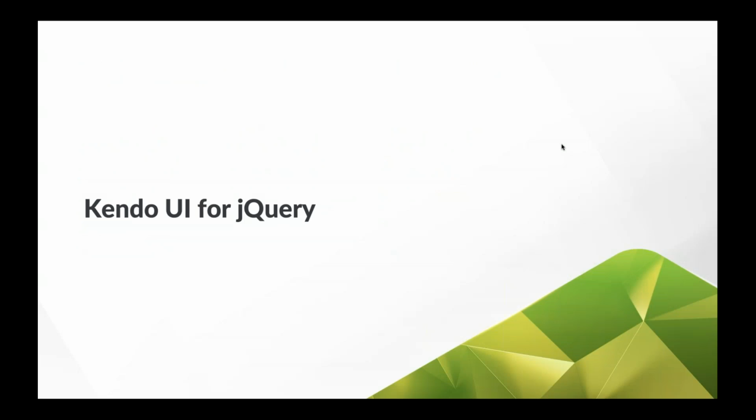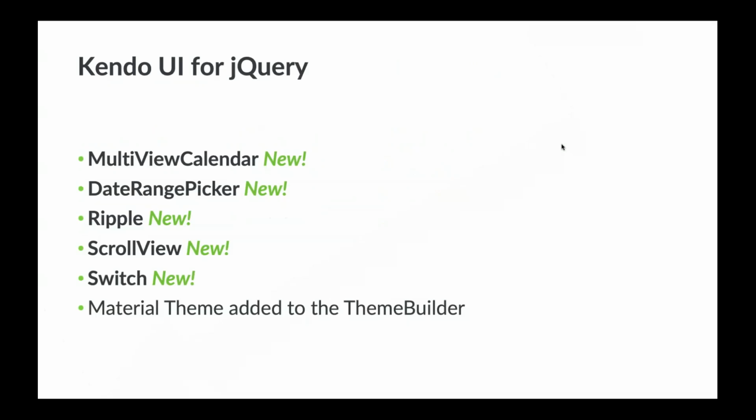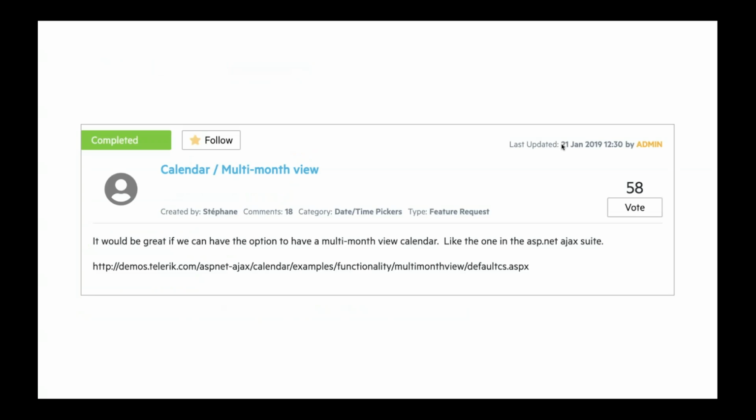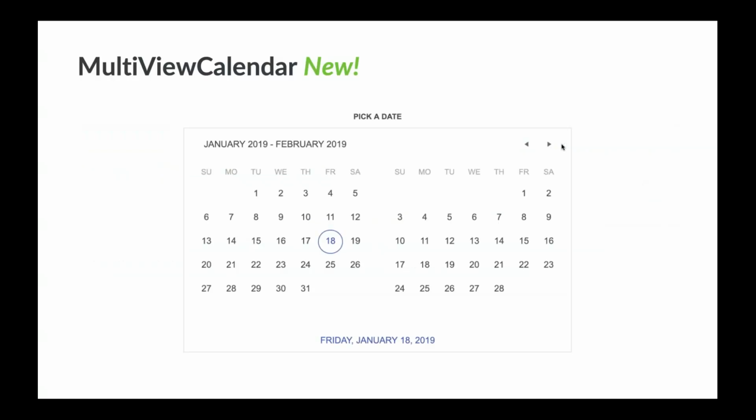What I'd like to do now is spend the next few minutes talking about some of the latest features we've added to Kendo UI for jQuery. As Carl mentioned, we have a number of new components available around Kendo UI for jQuery. And a lot of these, as I said before, are based on your feedback. So we get these feedback items all the time, requests for things like a multi-month view in the calendar component. And these are great because we've gone ahead and added those features based on your feedback.